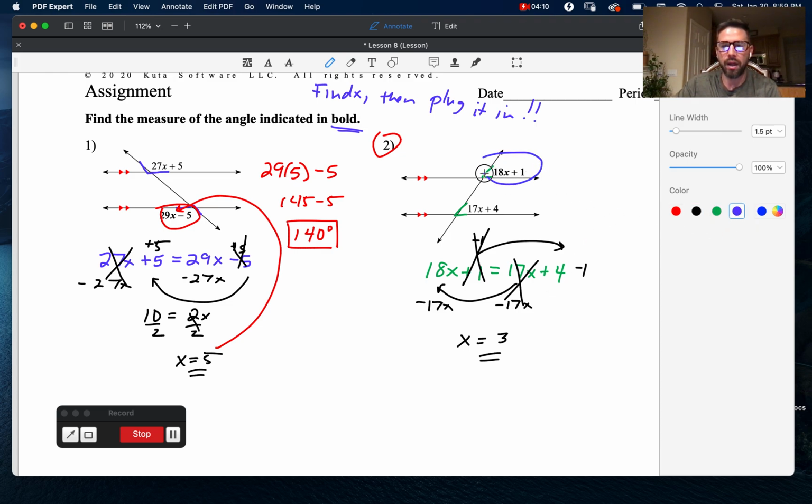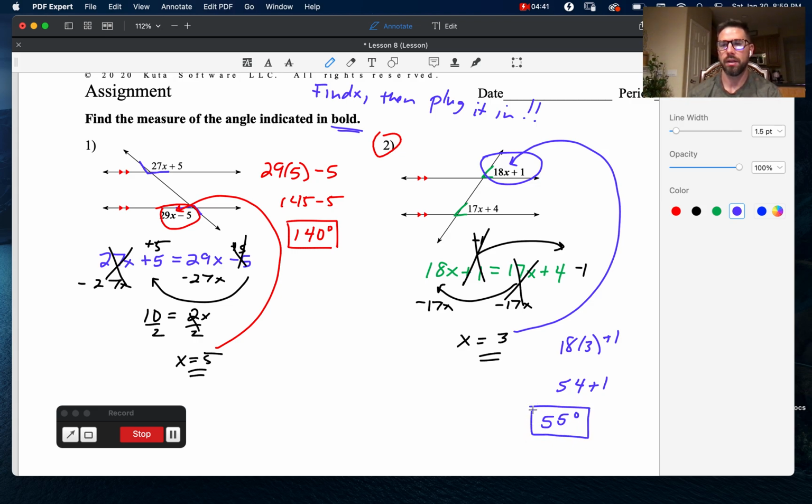This is the bold angle. That's the one they want. Let's take our 3 and substitute it in there for x. So to find our answer, it's 18 times 3, we plugged it in, plus 1. You need to know what 18 times 3 is. I think it's 54. I'm not entirely sure. So we have 54 plus 1 is 55 degrees.